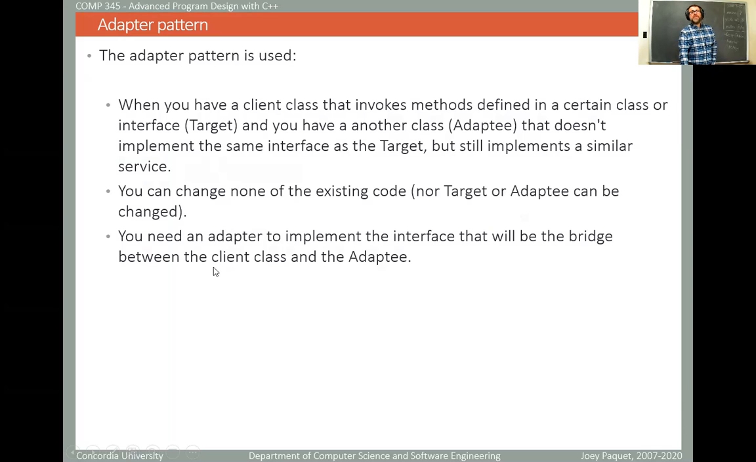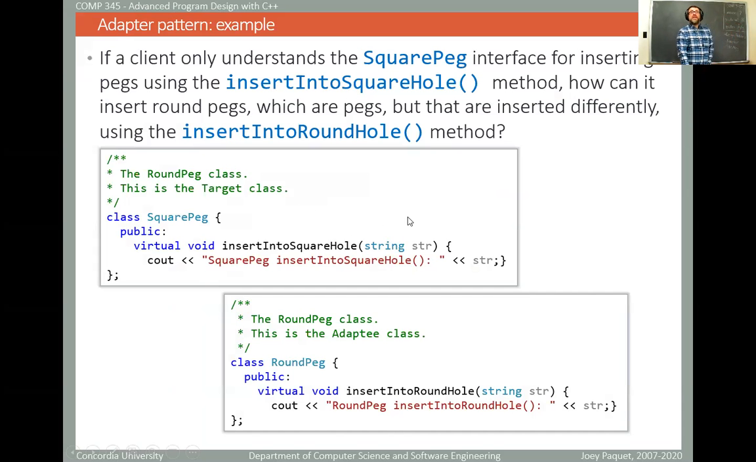Of course, as I explained earlier, the assumption in the adapter pattern is that you cannot change any of the adapter or adaptee code. So the solution is only to add a new class in the middle without changing any of the existing classes. So let's see an example.